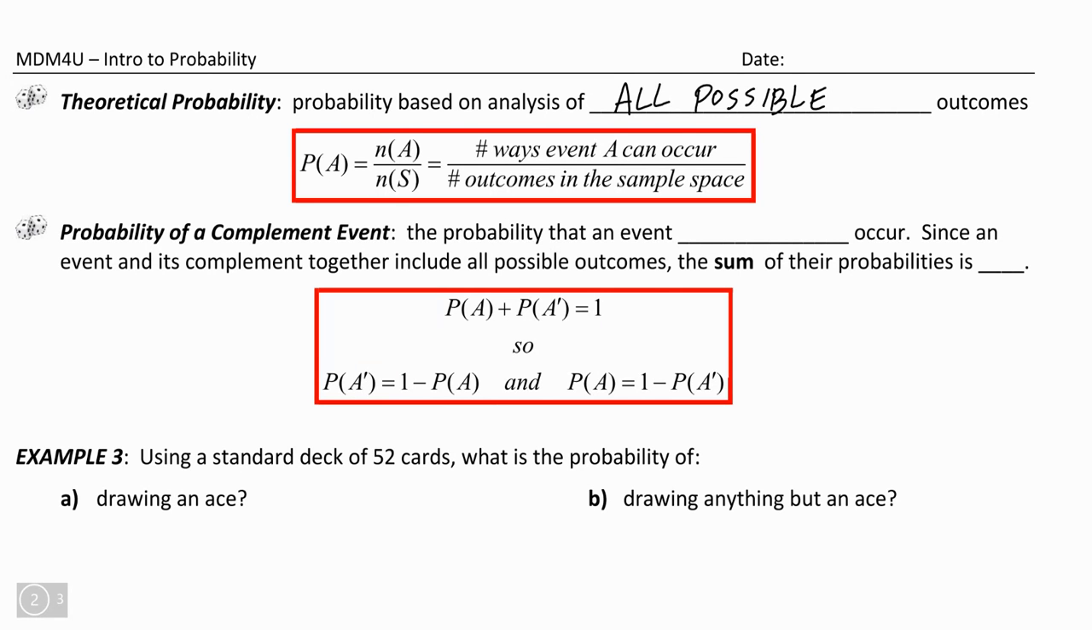I want you to compare this formula to experimental probability. It looks the same, but they have slightly different meanings. Instead of dividing by the total number of trials, you're dividing by the total number of possible outcomes.